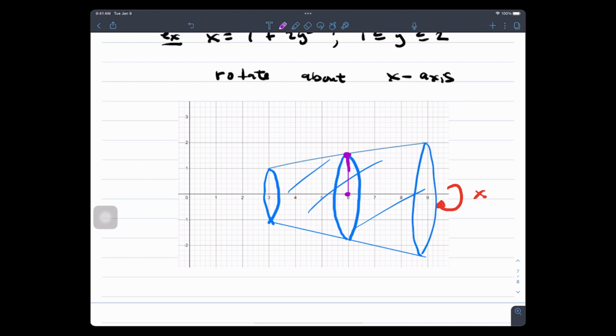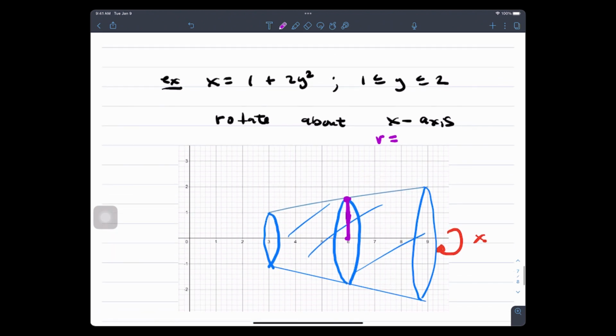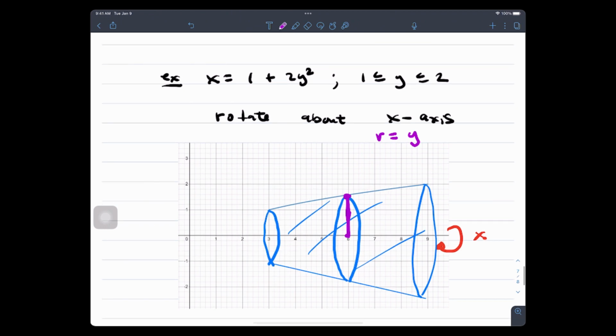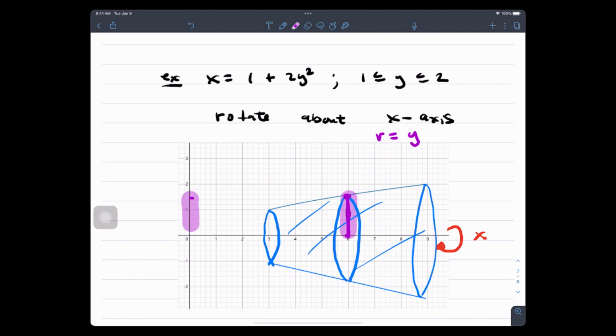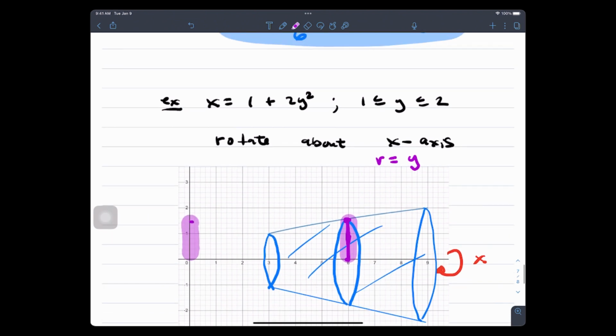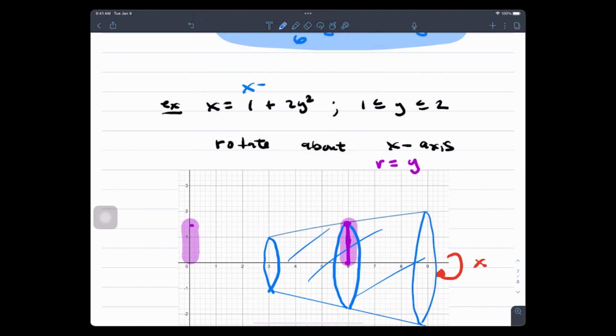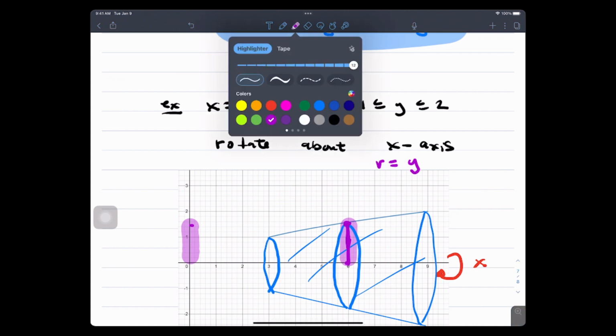How do you get the radius? What's that distance? Anybody know? What's our radius going to be here? You want to use a variable. Is it y or x? Radius is your y value. Is that true? It's that value of y. It's the height here. So notice what they gave you in this case here again. They give you x now as a function of y. You're going to rotate this about the x-axis, so your radius is a y value.